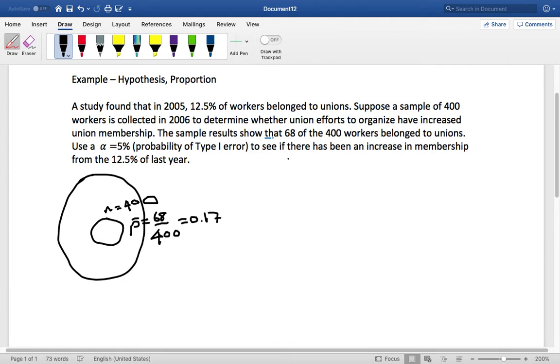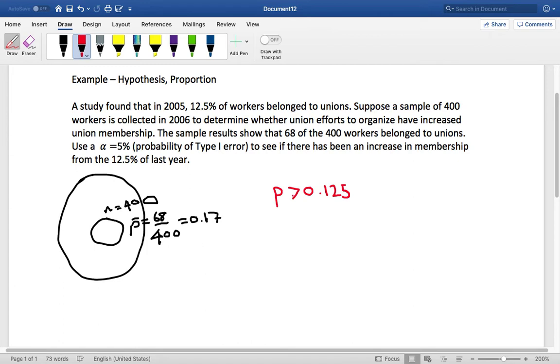So what they're asking us to check again is whether there's been an increase in the membership from the 12.5% of last year. What they're asking us to check is to see if the proportion in 2006 is now greater than it was last year. And last year it was 0.125. So this is what they're asking us to check. Now, as you can see, they're not asking us for greater than or equal. They're saying an increase. An increase does not include equals. So this is the hypothesis they want us to check.